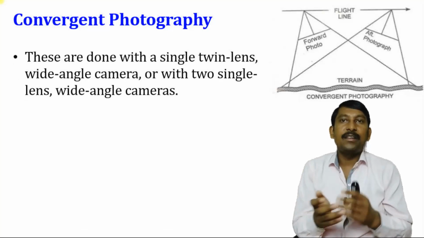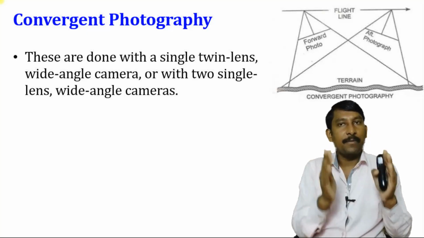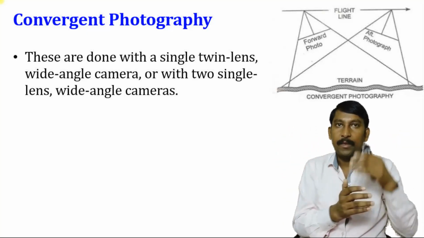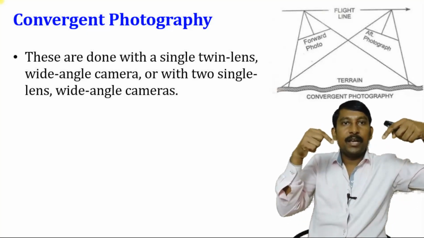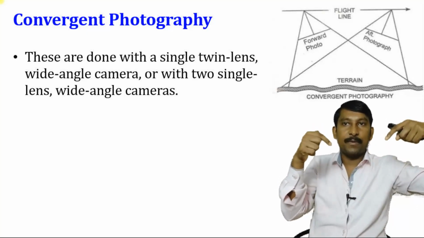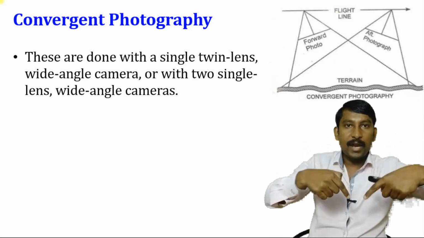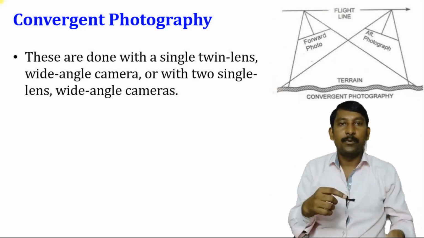Convergent photographs are done with a single twin lens wide angle camera, or two single lens wide angle cameras. In this image, here is one camera and here is the other camera. These are the two single lens cameras, and they capture photographs at a time of the earth surface. It's called convergent photographs.